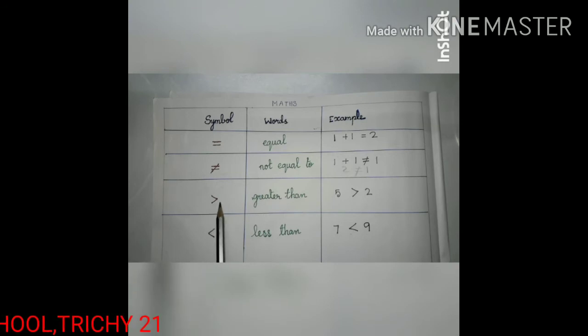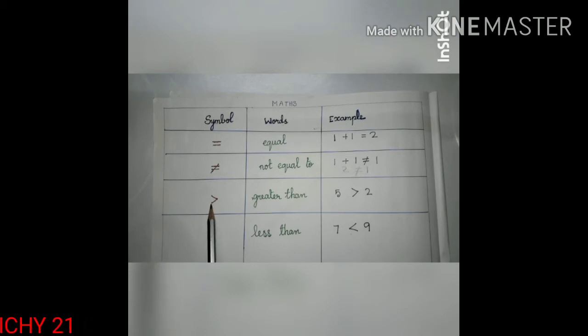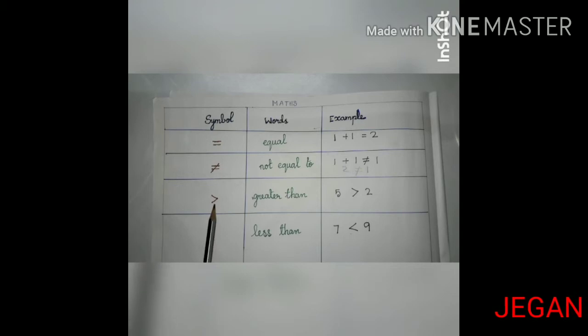The sign is here. Greater than. Look at this sign deeply. See, it does look like a beak of a bird. Have you ever seen the beak of a bird? Look at the sign. It looks like a bird's beak. Am I right, kids? Yes.